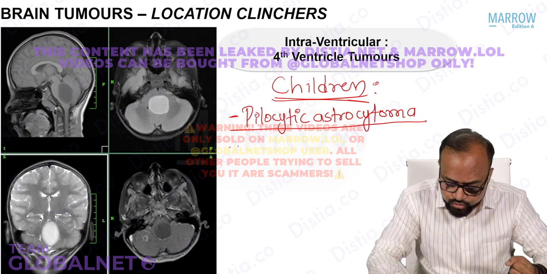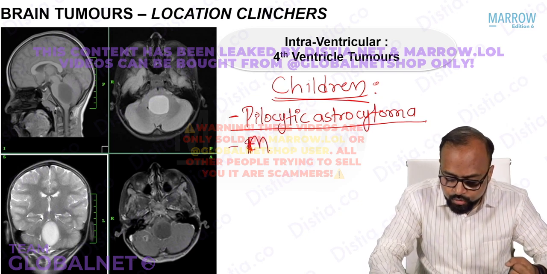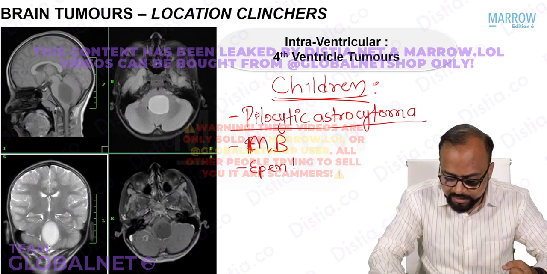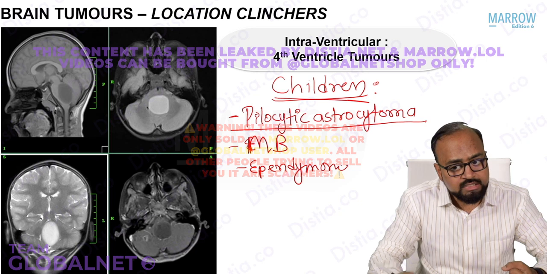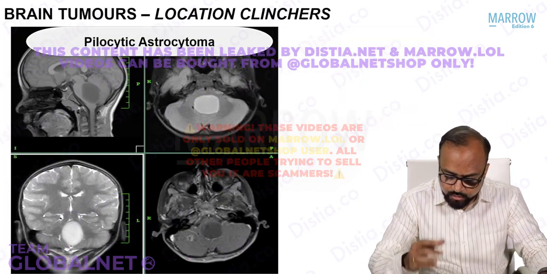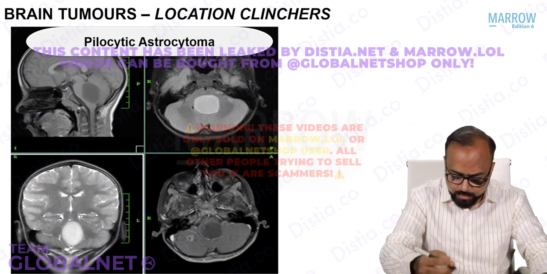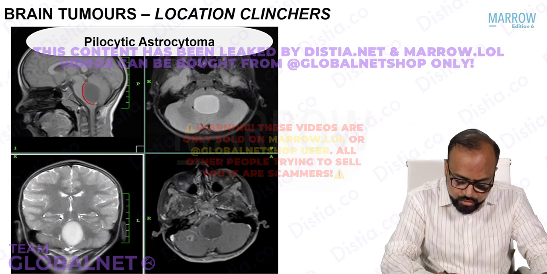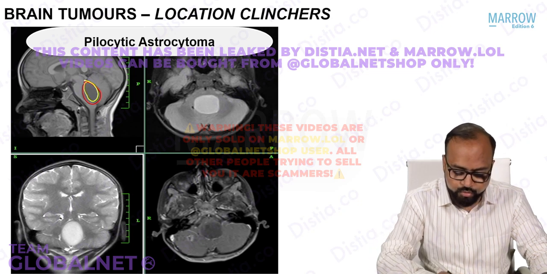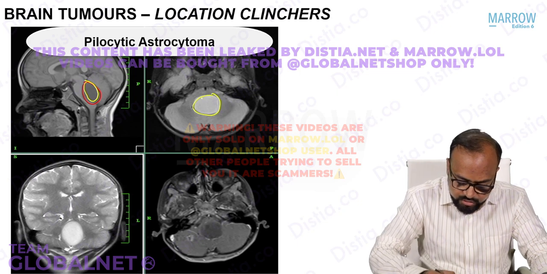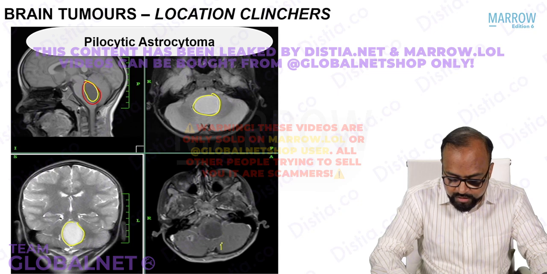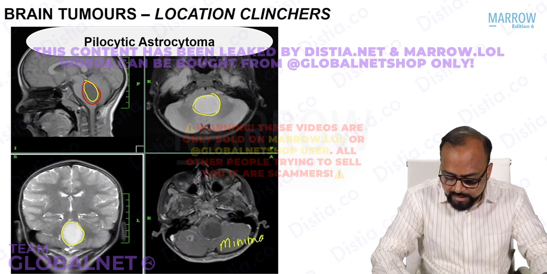Other tumors here usually include medulloblastoma, which is a very aggressive tumor, an ependymoma, a subependymoma, or an exophytic brainstem glioma. Now, if we look at this particular tumor, this is a pilocytic astrocytoma because, see, it is very closely related to the fourth ventricle, almost projecting into the fourth ventricle, appearing hypointense on T1, hyperintense on T2, and it is showing very minimal enhancement.